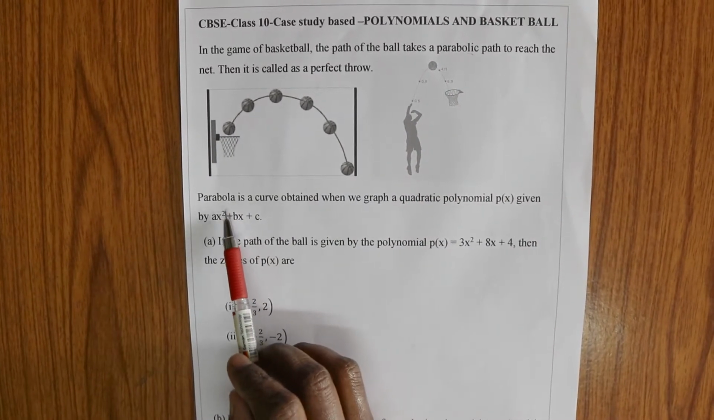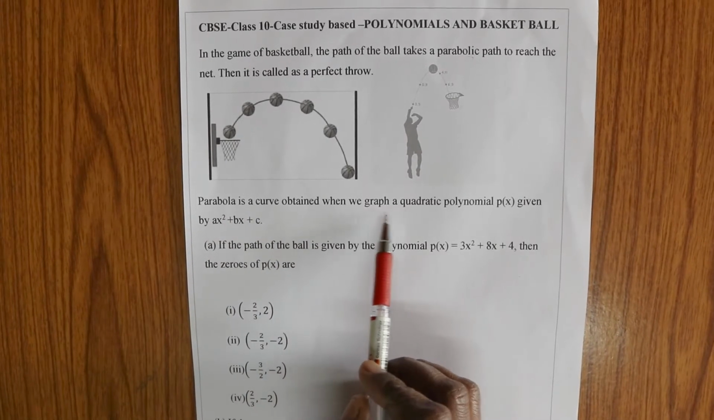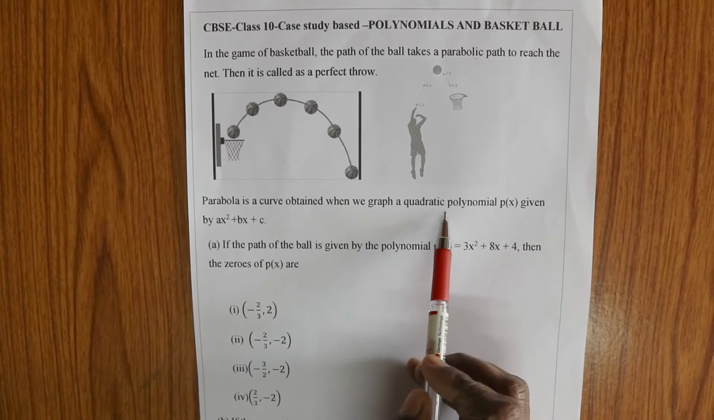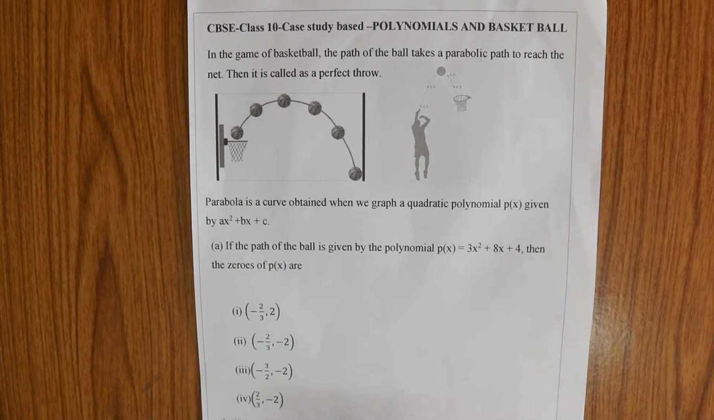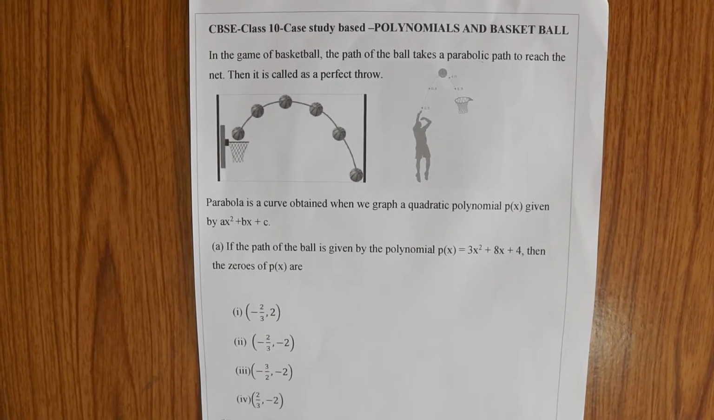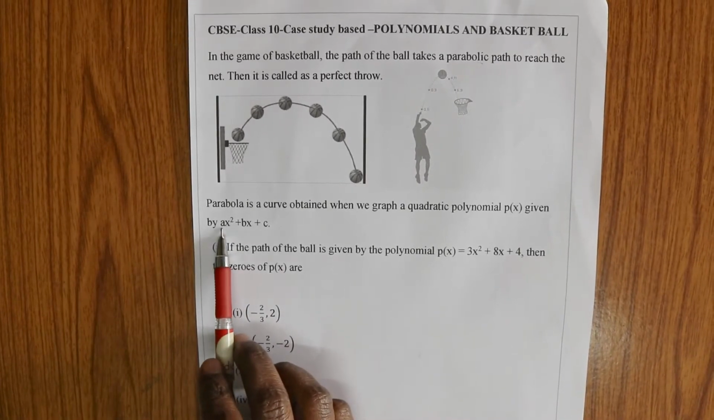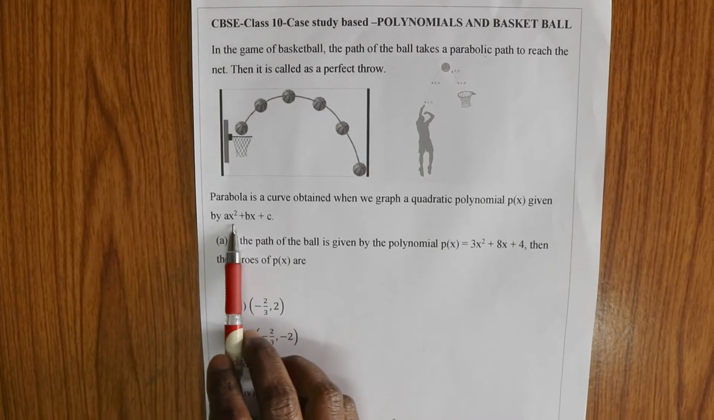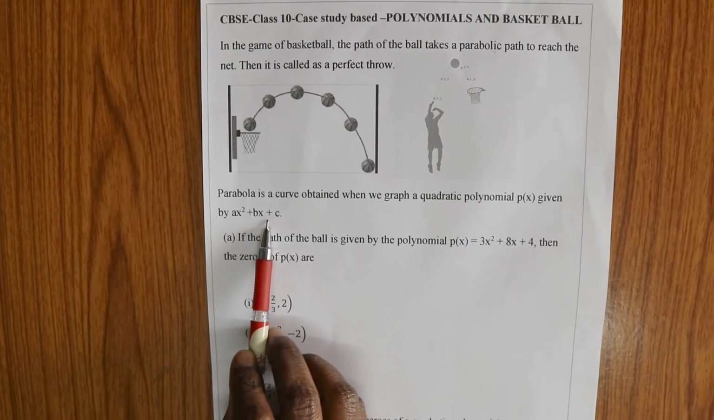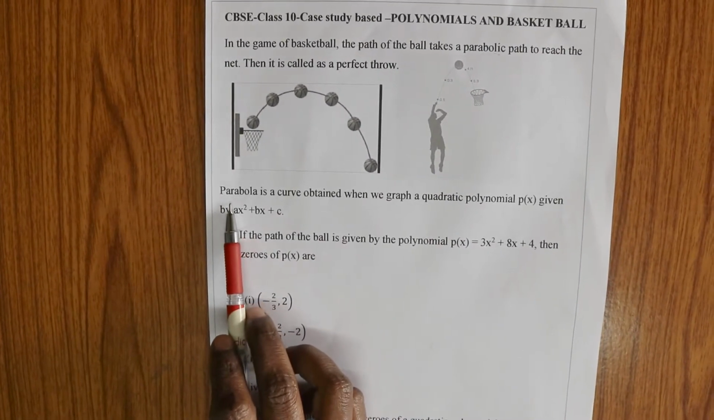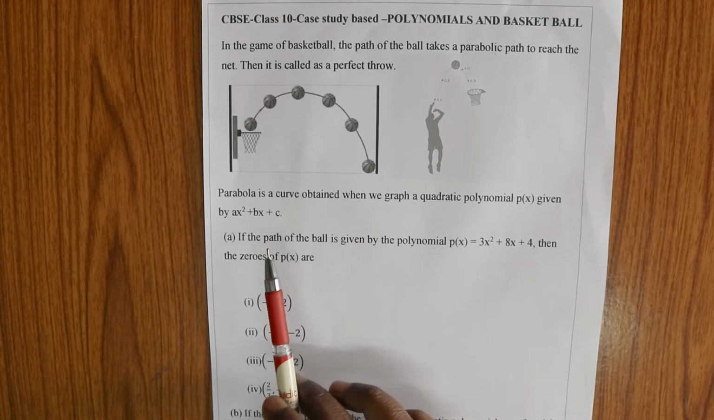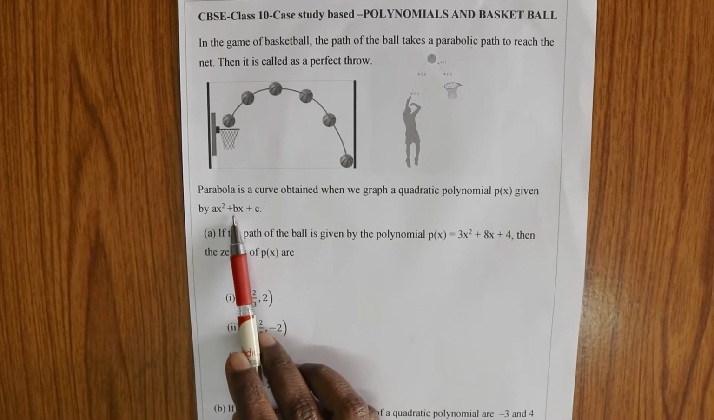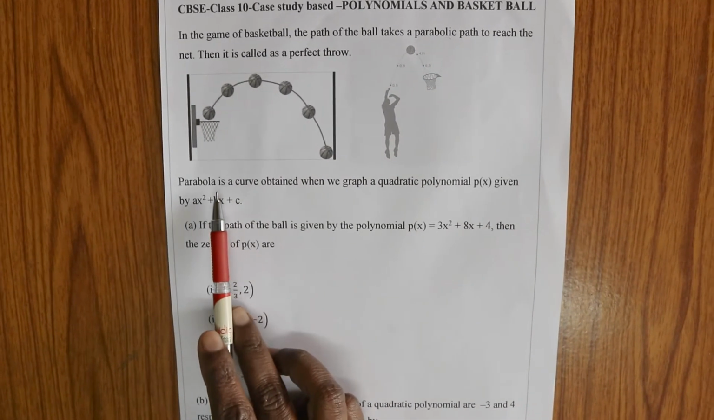Now, a parabola is a curve obtained when we graph a quadratic polynomial. What's a quadratic polynomial? It is a polynomial of degree 2. Its general form is ax squared plus bx plus c. Whenever you graph this kind of polynomial, you will definitely get a parabola. Remember that. You don't have graphing of a parabola in 10th standard, but you should know what it is. When you graph a quadratic polynomial, you will definitely get a parabola.